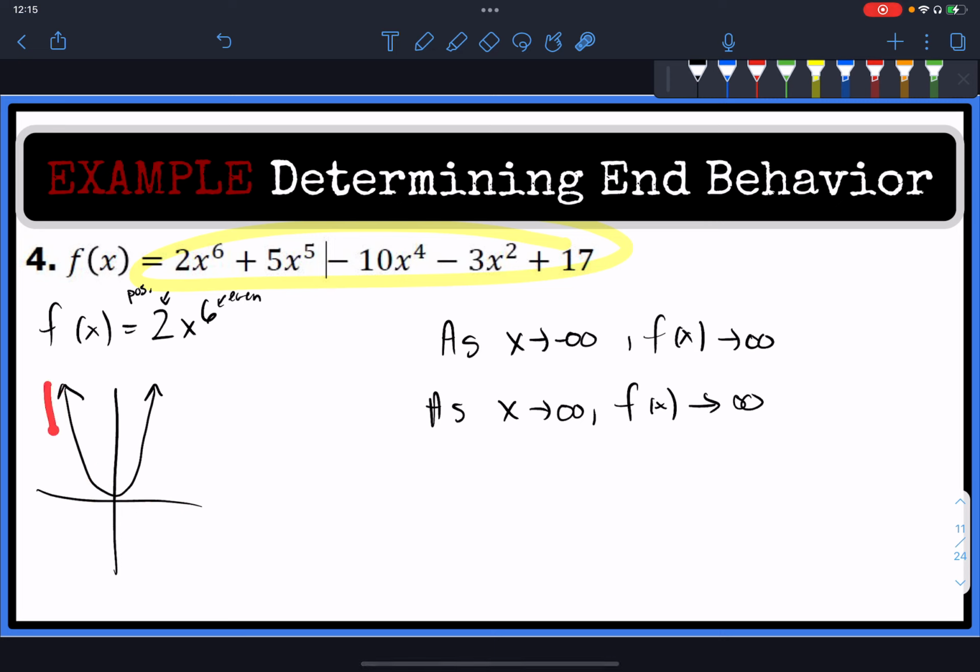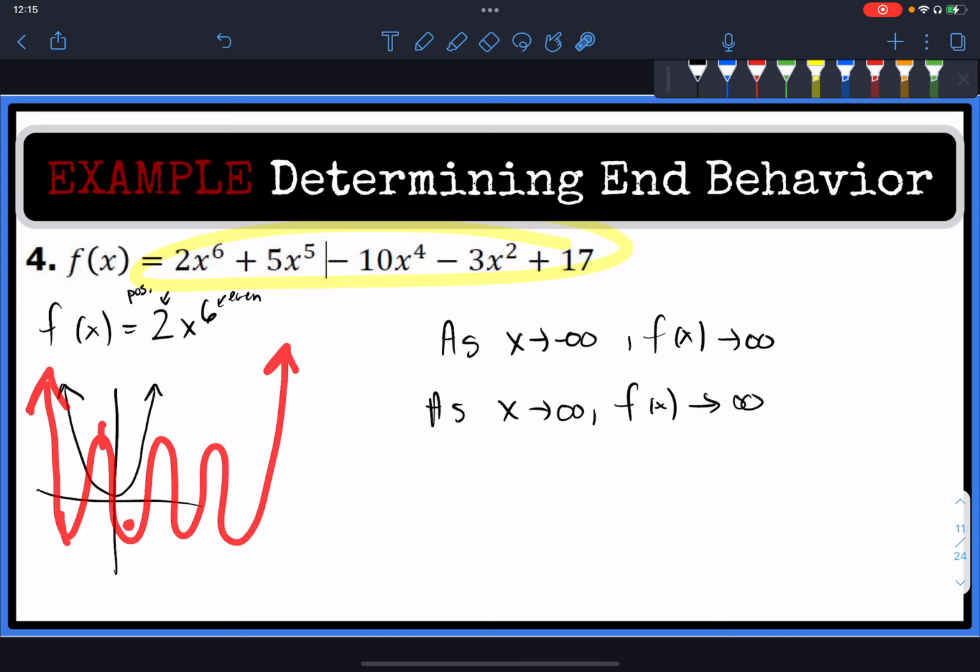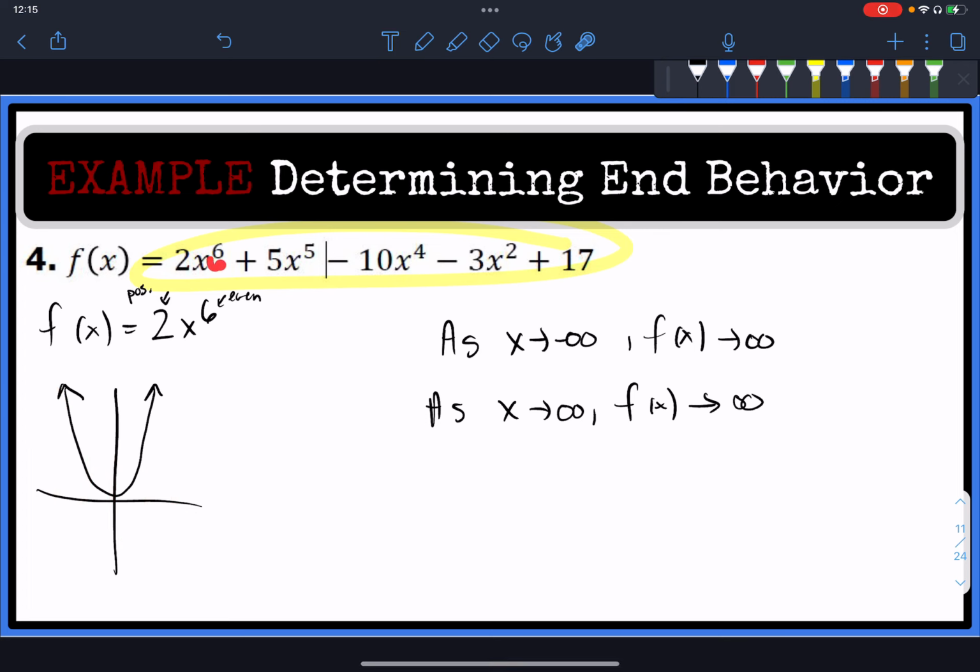I cannot have this polynomial turn this many times, 1, 2, 3, 4, 5, 6, 7. It cannot turn 7 times. It could only turn 5 or less. It's always going to be 1 unit lower than the degree. So it could turn 5 times, it could turn 3 times, or maybe just 1 time like this, but it cannot turn more than 5 times.